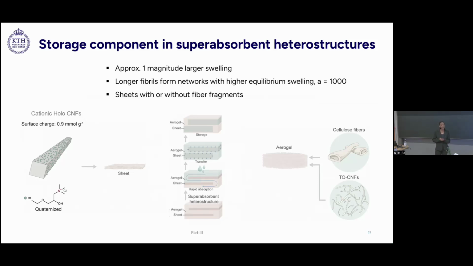And then we started with hemicellulose-rich fibers because we knew that we could preserve the fibril structure and form longer fibrils that can then contain higher equilibrium swellings. So here we had an aspect ratio of around 1,000. And due to the preparation method, we could form sheets with or without fiber fragments.